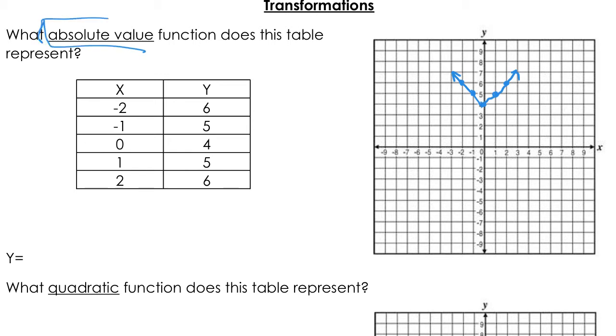Okay, by the way, it told us that right there. So we know it's an absolute value, but it's not the parent function. So what changed? The parent function is this one. So here's the parent function. You don't need to graph it, but you need to know what the parent function looks like. And what changed from the parent to the one we're looking at?